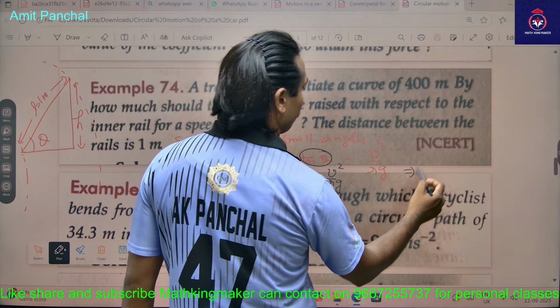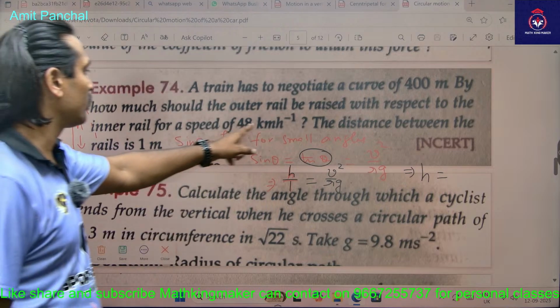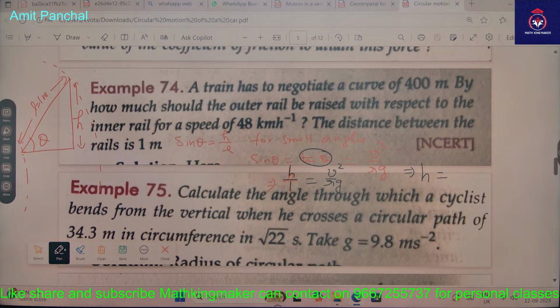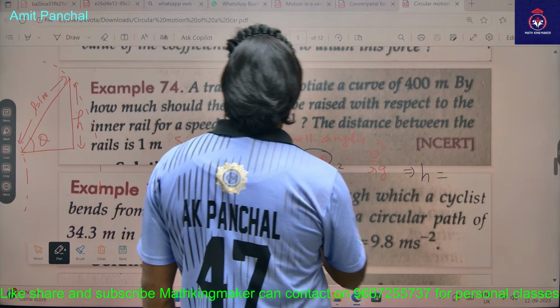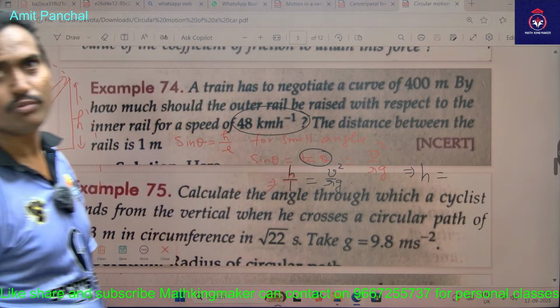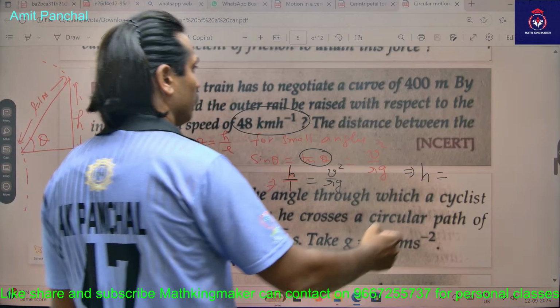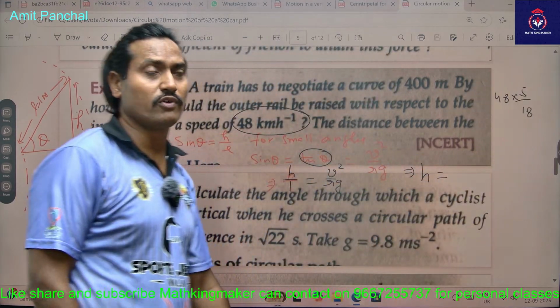So we can find the value of v, which is 48 kilometer per hour. This also needs to be converted into meter per second. To convert it, we multiply by 1000 and divide by 3600, so 5 by 18. 48 into 5 by 18. These are small things, don't forget them.